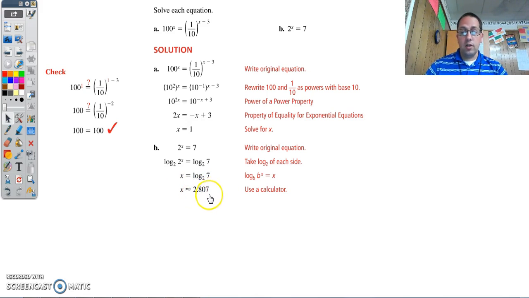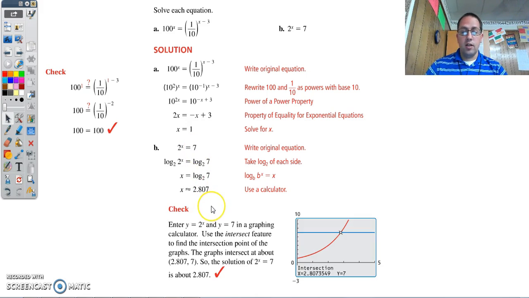We can check this too. Now this is rounded off, so we don't really just want to plug it in because it won't come exactly out to 7. It'll be close, but it won't be exact because this is rounded. But you can check it in your calculator.